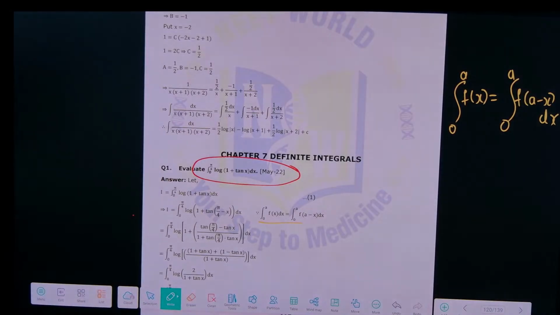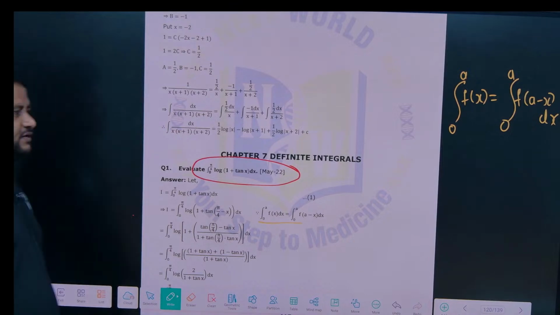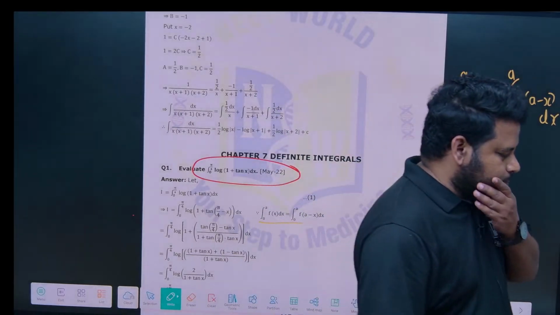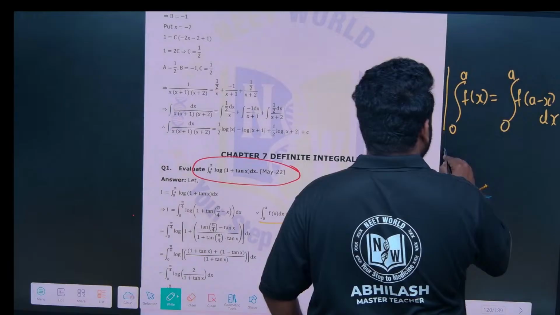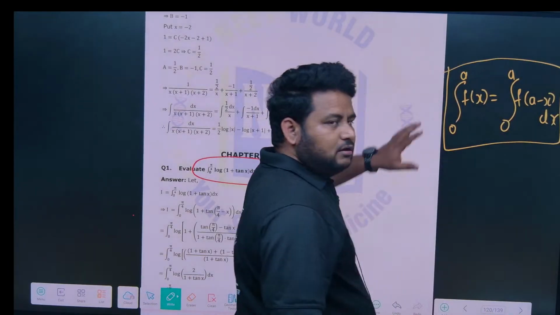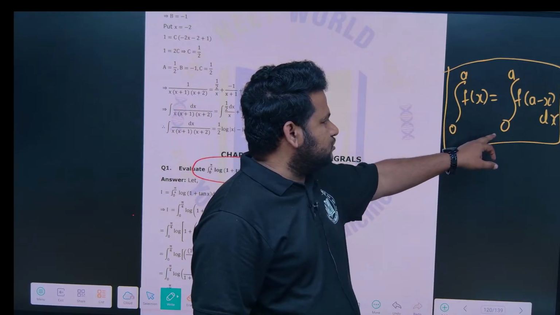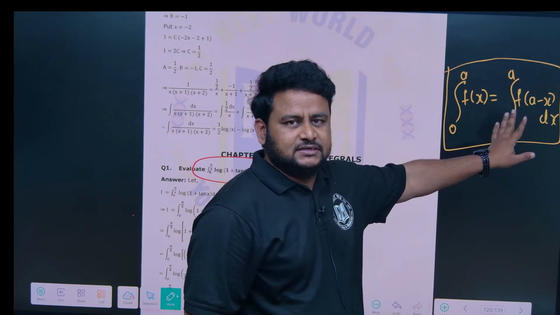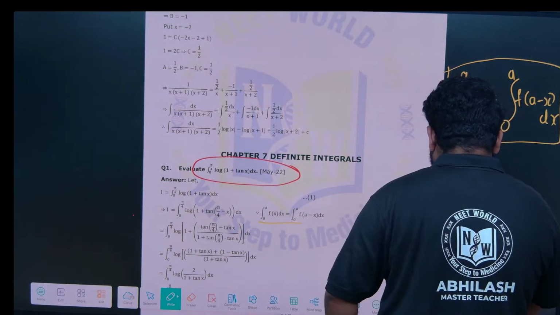Let me improve the brightness. I hope now it is visible to all of you. So this is a very important result that you should know, which we will be using in most of the questions on definite integrals. The integral from 0 to a of f of x dx is equal to the integral from 0 to a of f of a minus x dx. Please remember this.